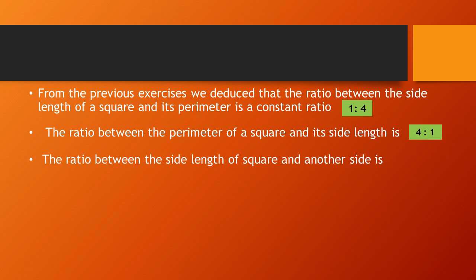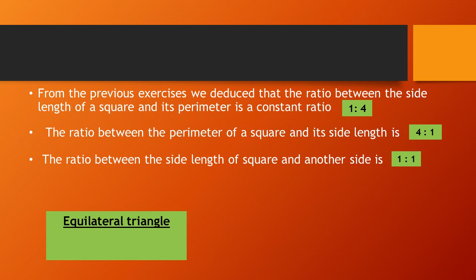The ratio between the side length of a square and another side is, we know that the four sides of a square are equal in length. If you need to find the ratio between two sides of a square, it will be 1 to 1. Equilateral triangle. Did you remember? An equilateral triangle has 3 sides equal in length. The ratio between the side length and its perimeter is 1 to 3. And its side length to another side is 1 to 1.